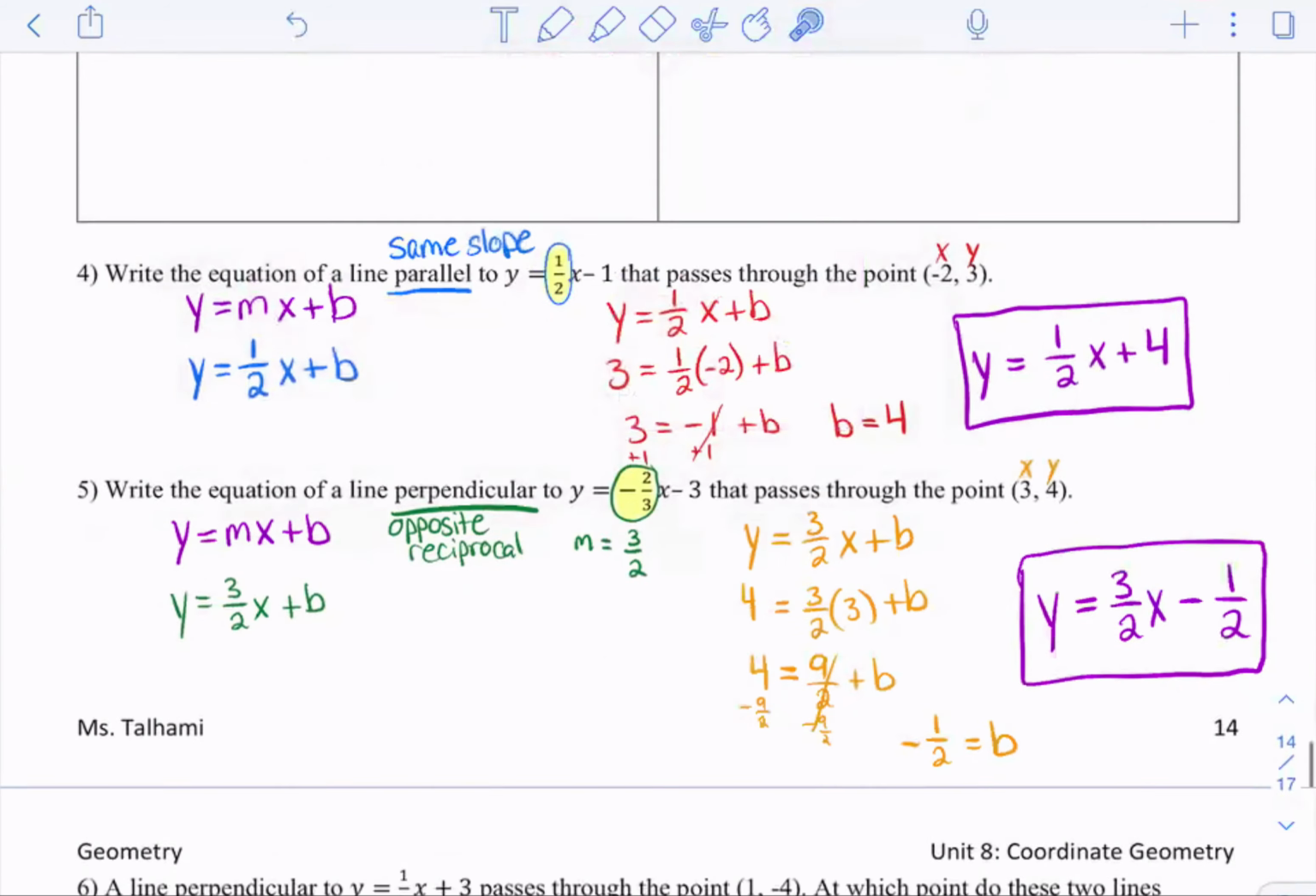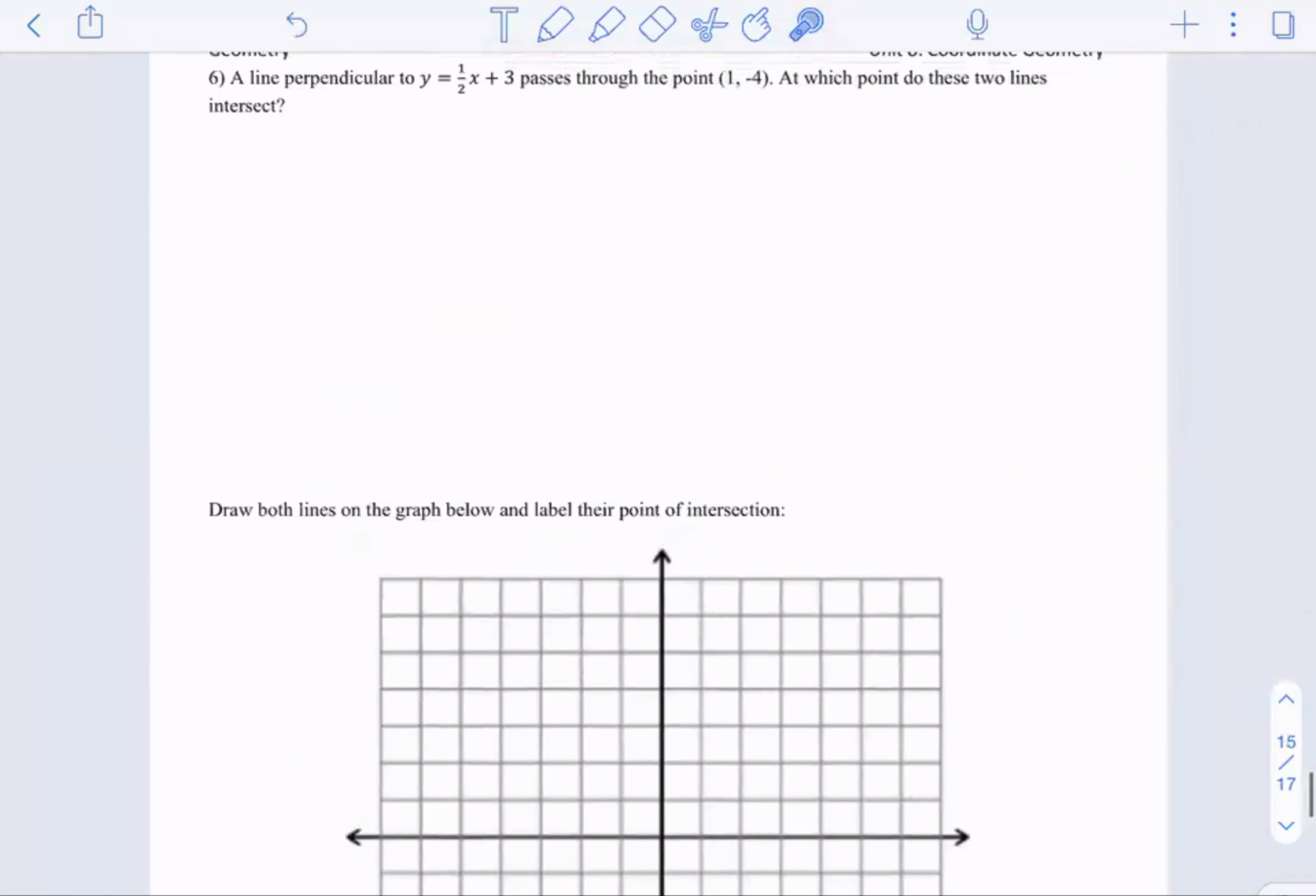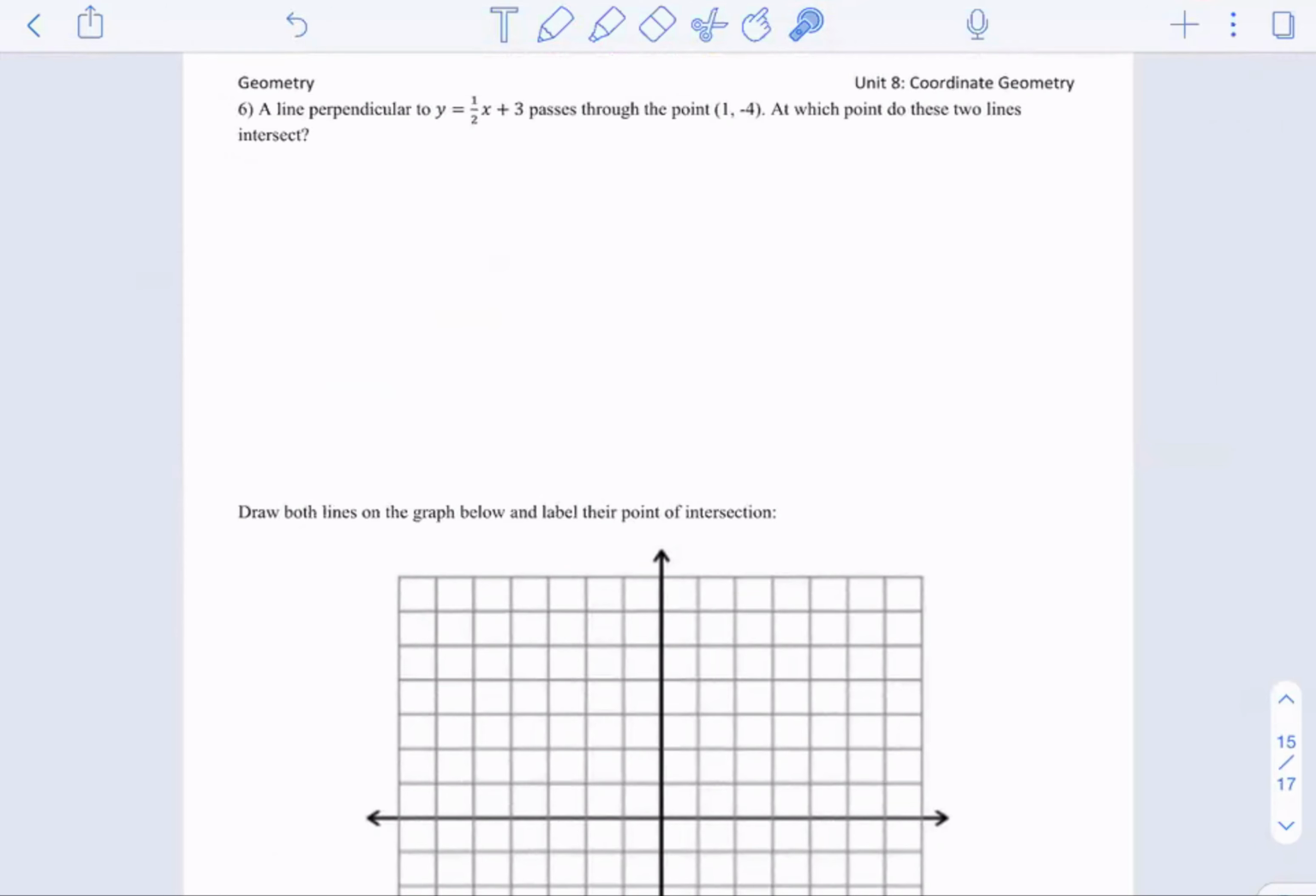So we have one more practice problem that we're going to be posting the answer key to. You try and take the time and do it yourself. And if you have any questions, you can reach myself or Miss Murphy through email, through Schoology, or through Remind.